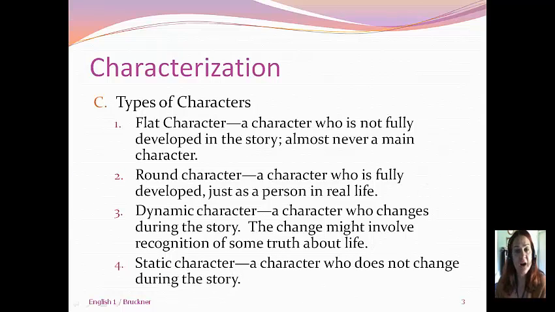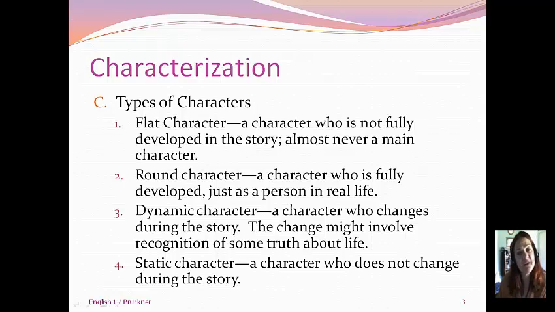Then we have our static character. And you know what the word static means. You know, if you're watching television and it goes out, your signal goes out and you get that white snow across there, that's static. It doesn't change, it's just there, you don't see anything. Well, characters can be classified as static characters as well, and this means that they don't change in the story. They have no change of perspective, no change of anything.